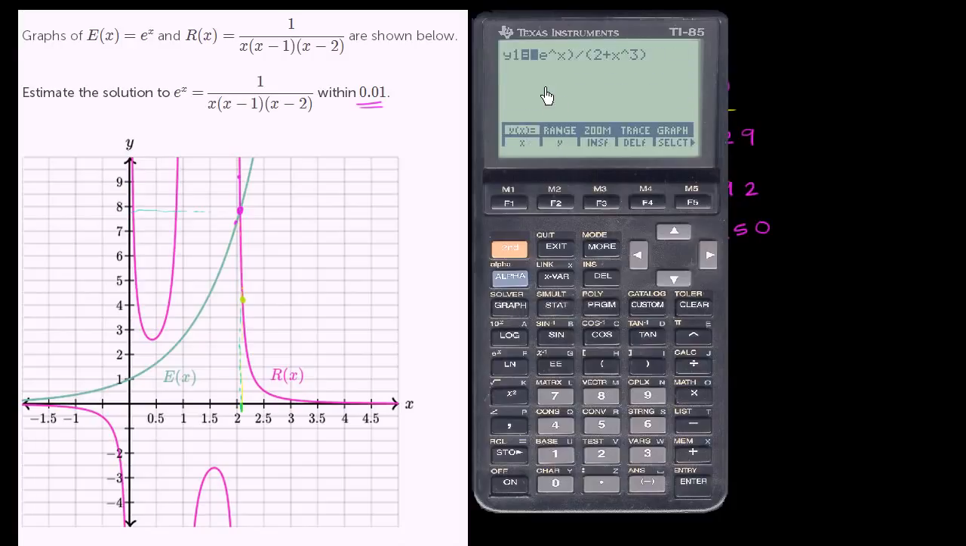And what I'm going to try to do is graph both of these functions. So the first function, let me clear this. The first one is e of x, which on the graphing calculator will be y1. And that's going to be e to the x power. And then the second one, y2, will be r of x, which is going to be 1 divided by x times x minus 1 times x minus 2. And so let's see, I have to close this parentheses as well. So I've entered in the graph.